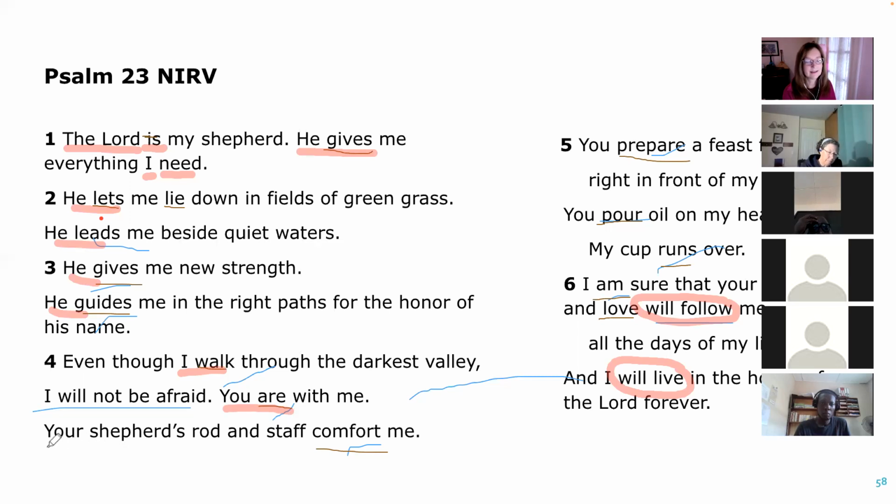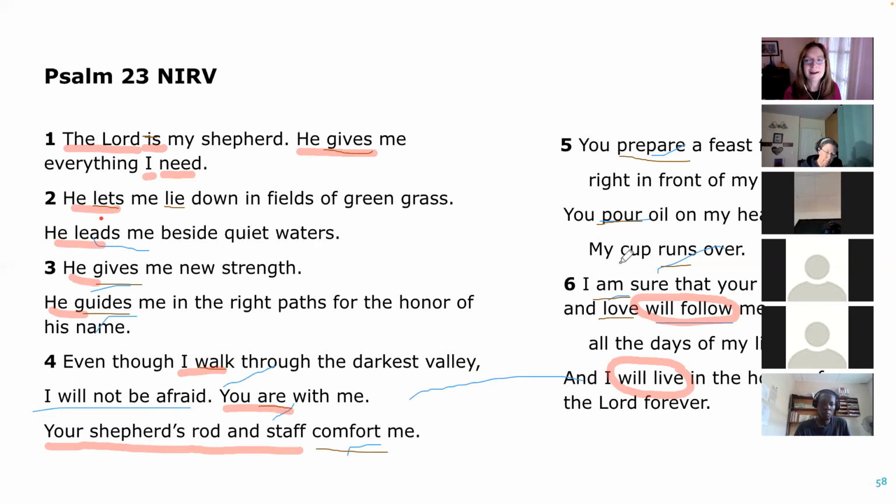Here, the subject is plural, your rod and staff. So that's two things, plural. Your shepherd's rod and staff comfort me. And so the word comfort is in the present tense, but there's no S because it has two subjects, the rod and the staff. If it just had the rod, it would be your shepherd's rod comforts me. But since there's two things, your rod and staff comfort me, there's no S at the end.